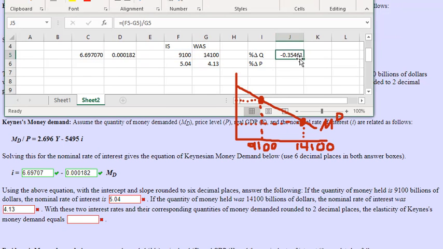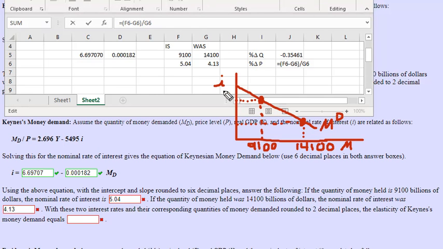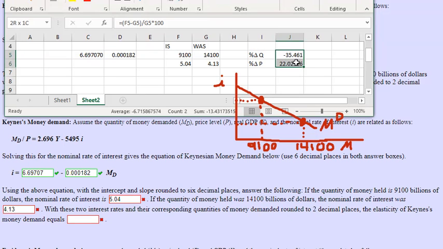I pull this down and I get the percent change in the interest rates. And remember, the interest rate is the price of money. M is the quantity of money, right? So this is the quantity of money. That's the price of money. If I multiply that by 100, I get the percent change in interest rates, or the price of money. If I multiply that by 100, I get the percent change in the quantity of money, right?